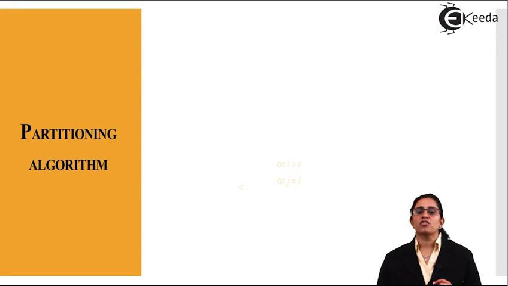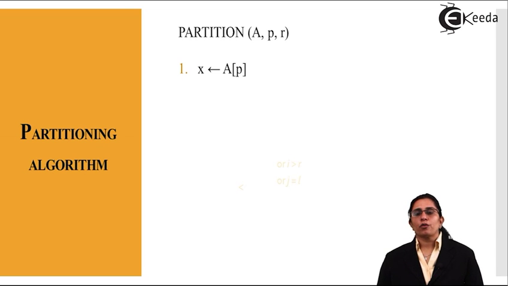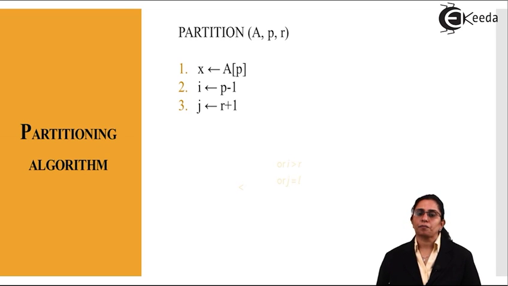Now how does the partitioning algorithm work? In partitioning, I pass the array A, the pivot element and the size of my array. x is A of p. What is that? Whatever is the value of A of p is stored in the variable x. i gets the value of p minus 1. j gets the value of r plus 1.